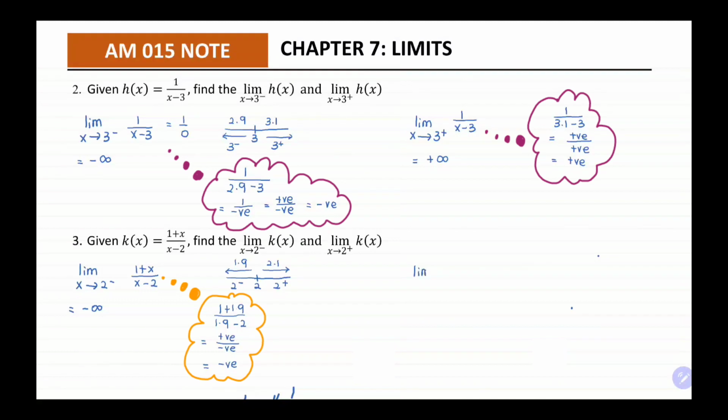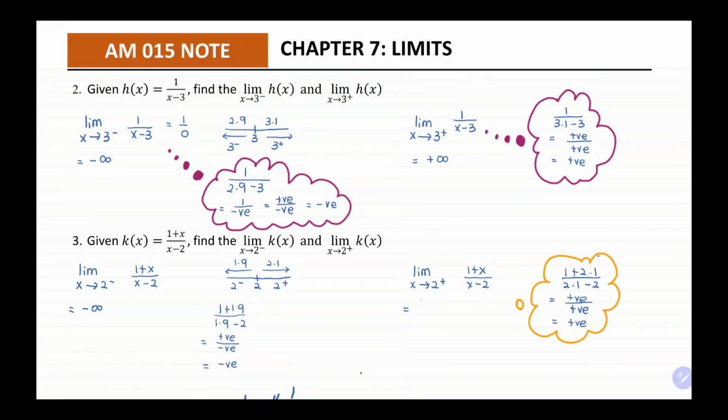We find the limit as x approaches 2 from the right, the function is 1 plus x over x minus 2. Okay, we take the value 2 from the right, which is 2.1. So we imagine 1 plus 2.1 divided by 2.1 minus 2. So we get a positive answer for the numerator and the denominator is also positive. So positive over positive is positive. So we conclude the answer is positive infinity.